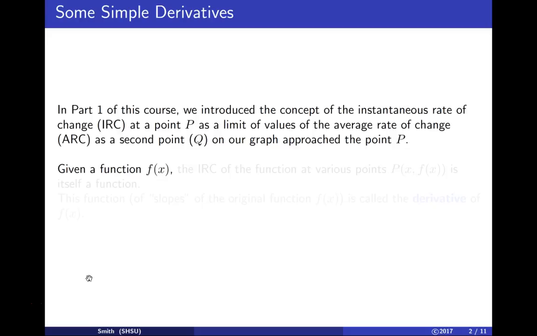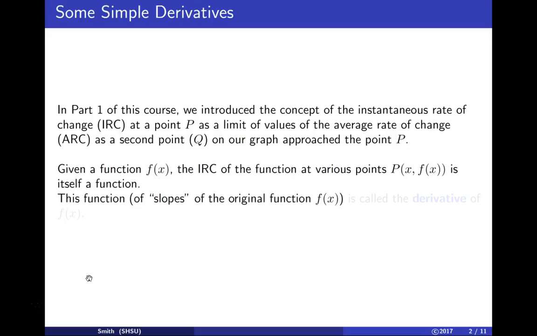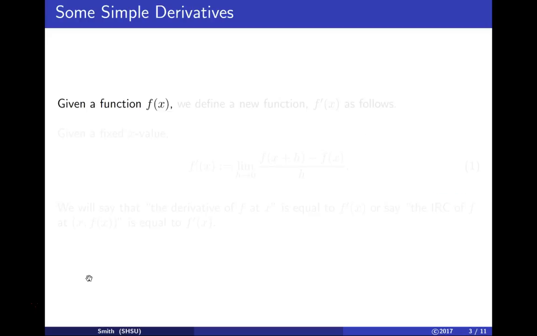In general, given a function f of x, the IRC of that function at a particular point is itself a function. We're going to ask ourselves, if I plug x in, what slope do I get? This is going to give me a new function. This function, slopes of the original, is called the derivative. Given a function f of x, we define a new function, f prime of x, as follows.